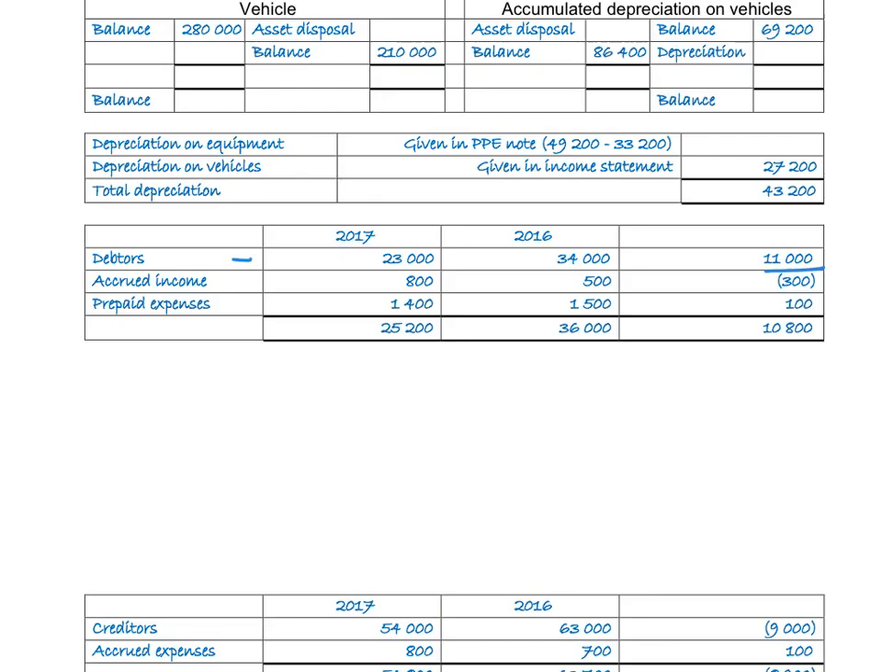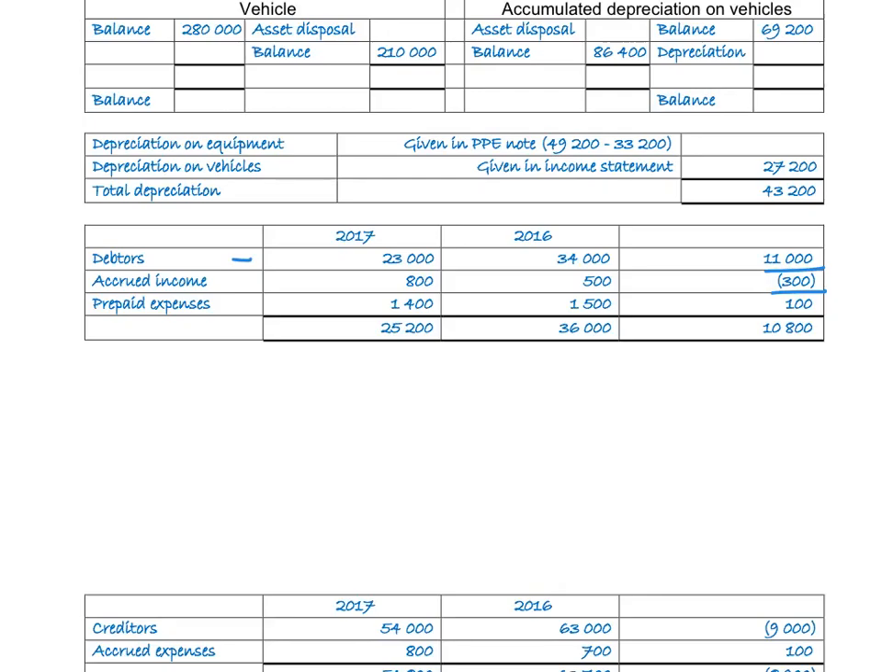So if my debtors increased, it means that I financed them and my money went out of the business. Or I can say the previous year we had 500 Rand as accrued that didn't come in time. Now we've got 800 Rand, so there was not the necessary inflow of money. That's why we show it as an outflow.